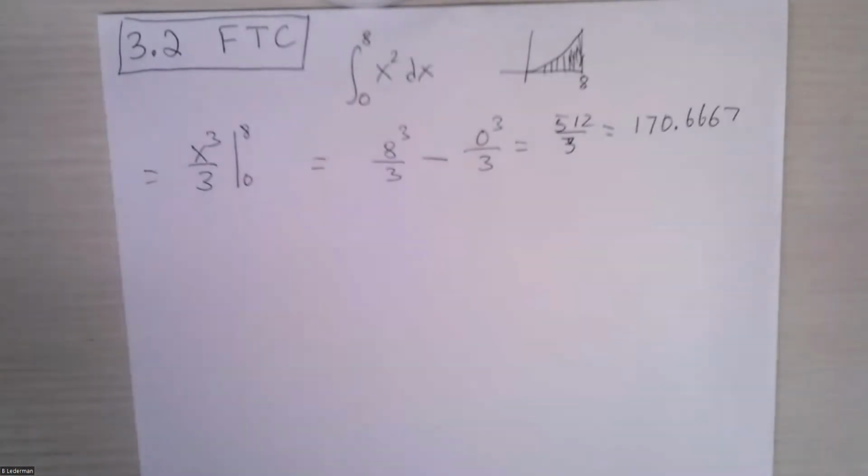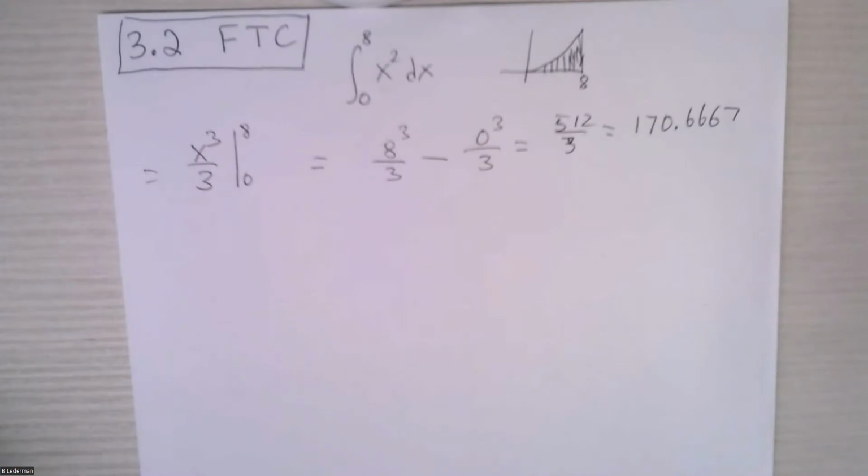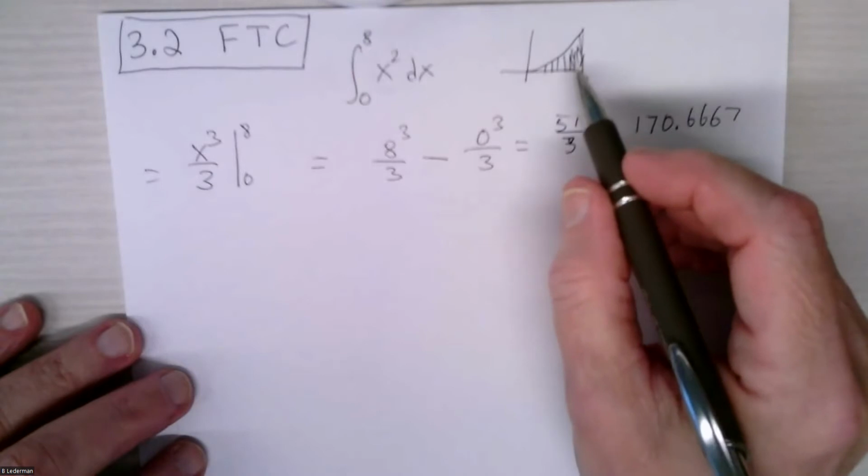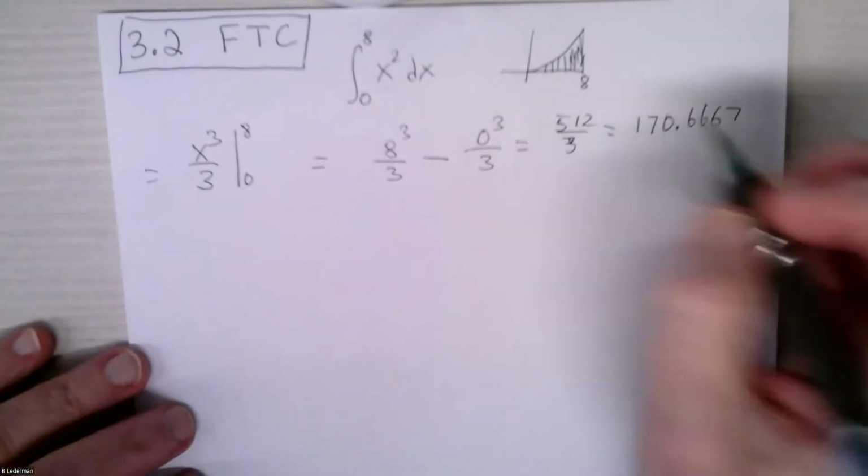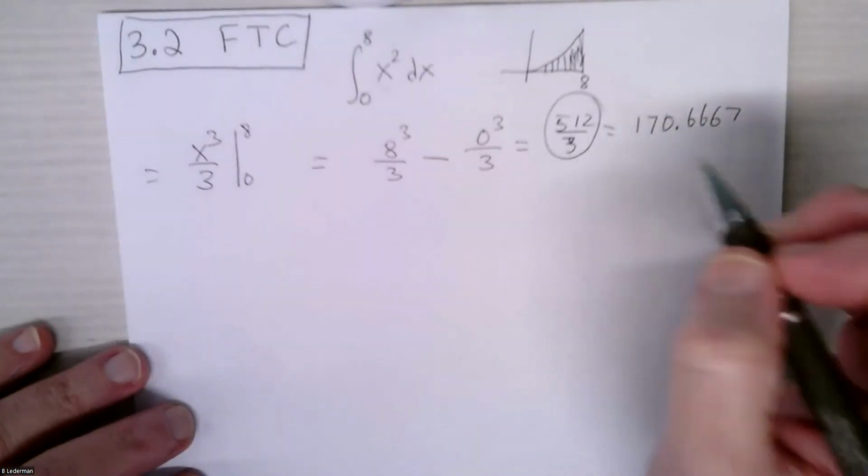Now, that is the precise area under the curve. So the precise area under the curve is 512 over 3.